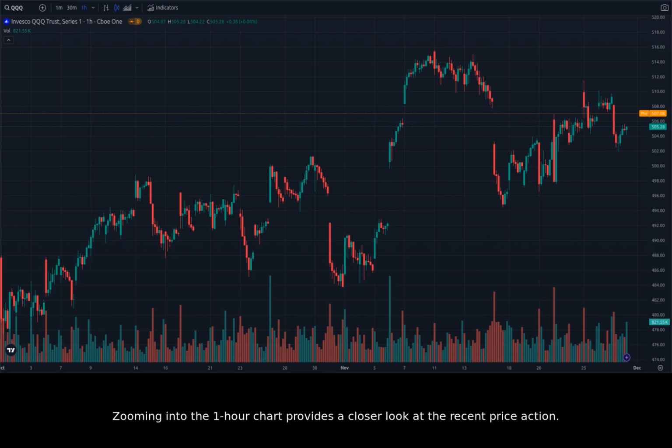Zooming into the one-hour chart provides a closer look at the recent price action. Here, we can see several instances of support and resistance levels playing out. There are minor pullbacks, and these show support holding up well. We can also observe the increased volatility that often characterizes shorter timeframes. The presence of higher volume candlesticks in the recent uptrend further suggests significant buying interest.